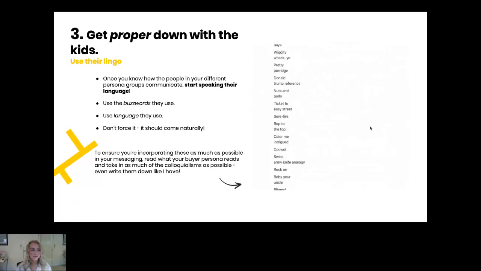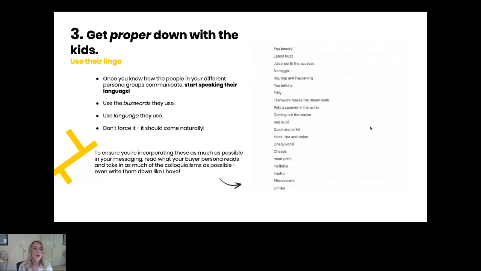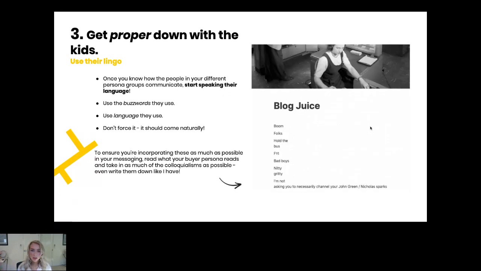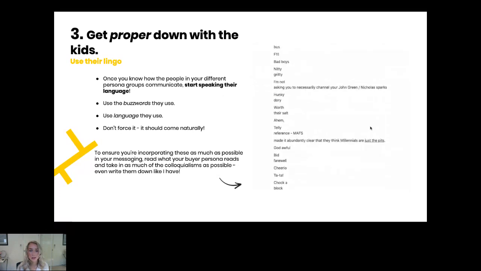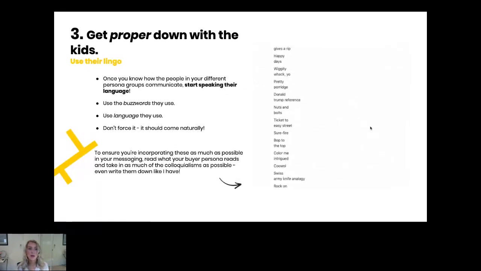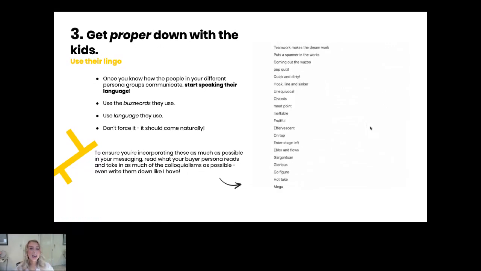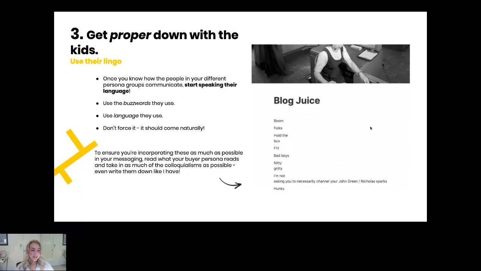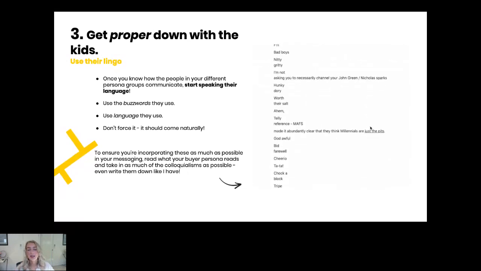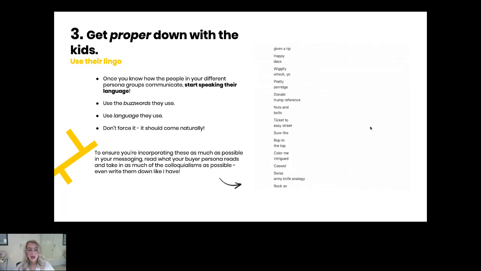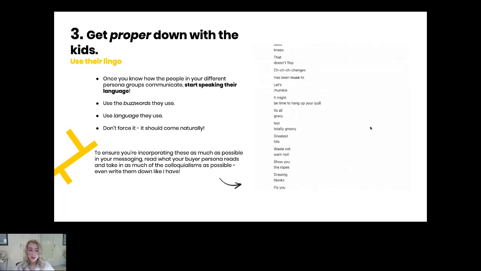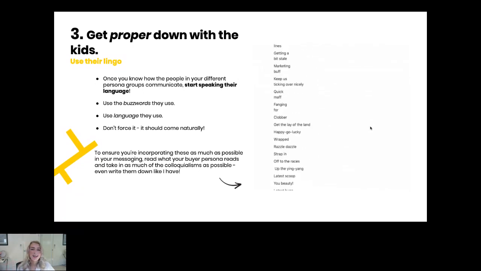reads. I know for ours, in particular, our buyer personas are from a different generation to me. So a lot of the references I make in my blogs, I'll write something that I think is hysterical, and I'll show one of my coworkers. They'll be like, how funny is this? But they'll look at me and be like, I have literally no idea what you're talking about. So make sure that even though your relevant references might be great to you, that they make sense to your buyer persona.